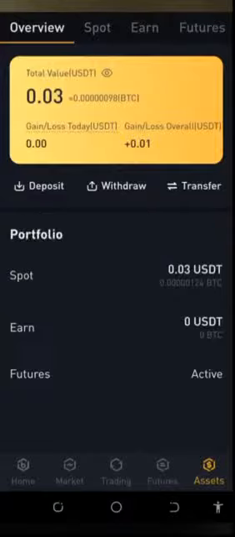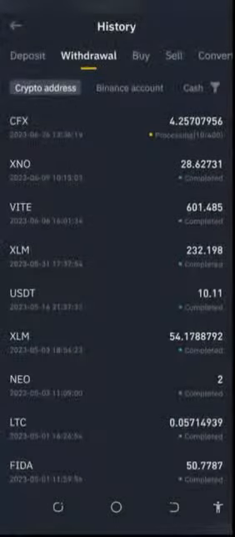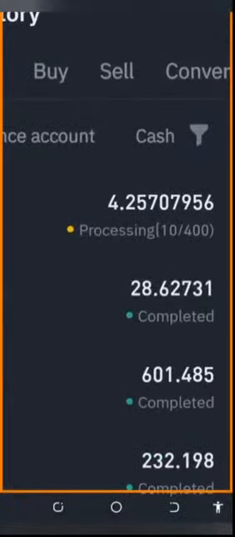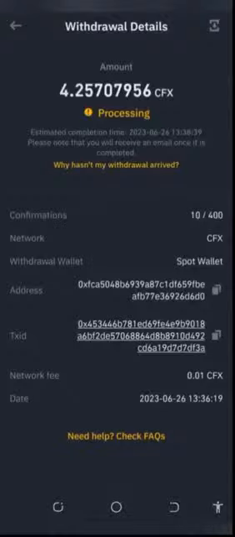Someone say sweet in the comments. Sweet. Let's keep our fingers crossed. Currently, it's still looking like it's processing. We're still seeing the processing going on. We've gotten 10 out of 400 confirmations. Interesting. I don't know how long this is going to take. No idea, right?